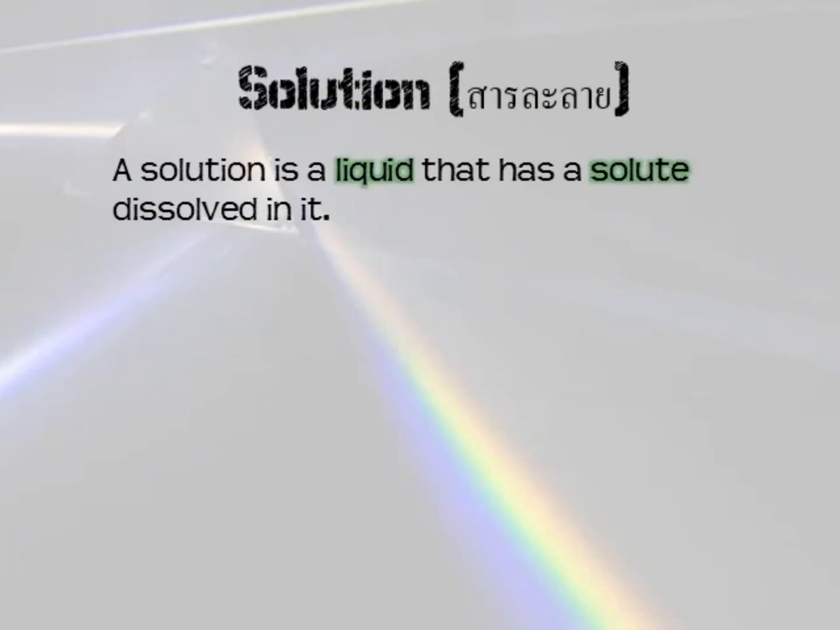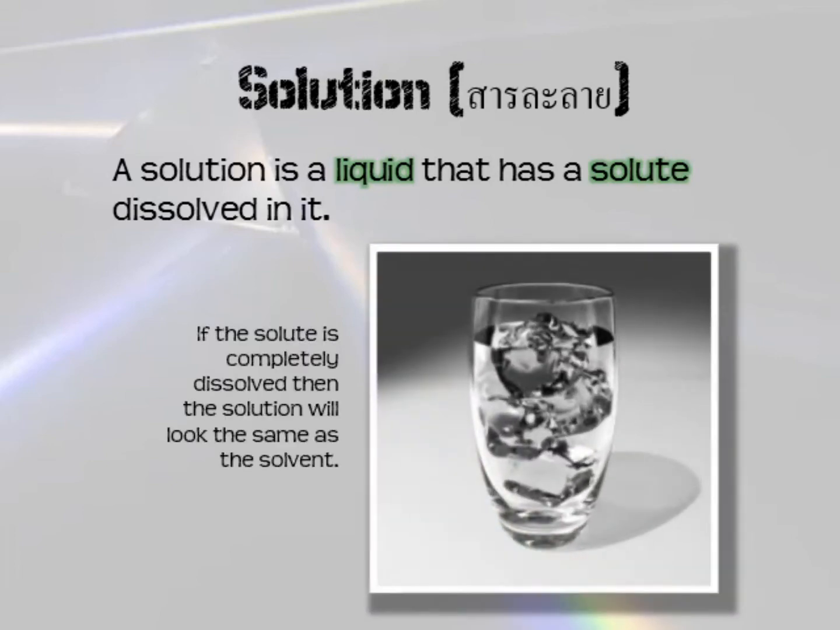Next word is solution. A solution is a liquid that has a solute dissolved in it. So here you can see a glass of water. Now if the solute is completely dissolved, then the solution will look the same as the solvent. So if you take a glass of water and put a spoonful of sugar in it, then in a few minutes the sugar will be gone.